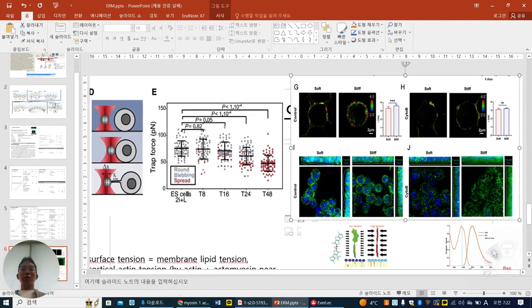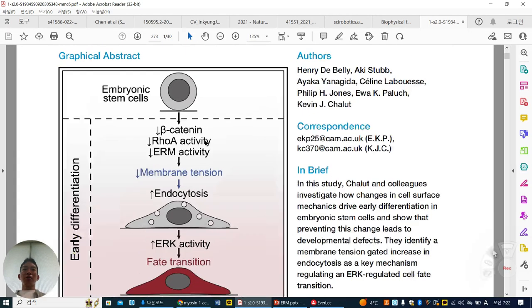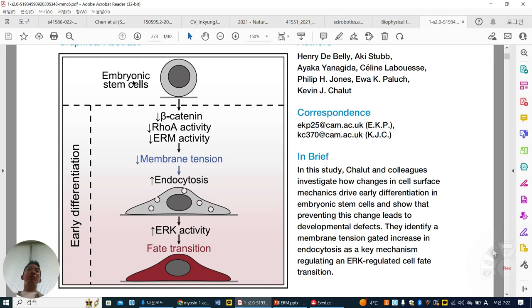Okay, let's jump back to our Cell Stem Cell paper. So technically, they are using embryonic stem cell. And when they maintain embryonic stem cell status, they have to use three inhibitors, 2i plus LIF, leukemia inhibitory factor. And while these inhibitors are in the media, they maintain embryonic stem cell without any spreading, fine. But they remove these inhibitors, and then on gelatin-coated coverslip, they are going to spread out.